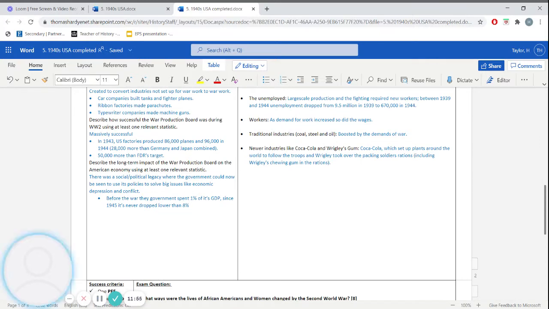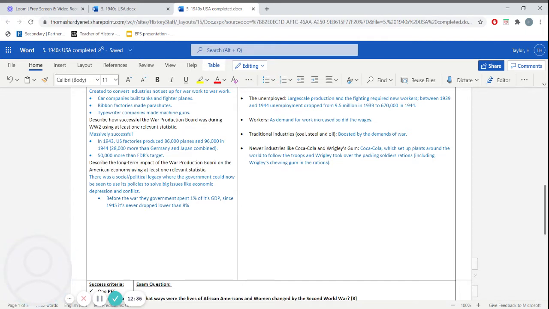What was the long-term impact of the War Production Board? There was a social and political legacy where the government could now be seen to use its policies to solve big economic issues such as depression and conflict. Now, even during the New Deal, America still remained a country that was very skeptical of the government getting as involved as it did during the Second World War. So they remained a country that favoured smaller government involvement and smaller government spending. But during the war, they showed how much the government could spend and how it could achieve things.